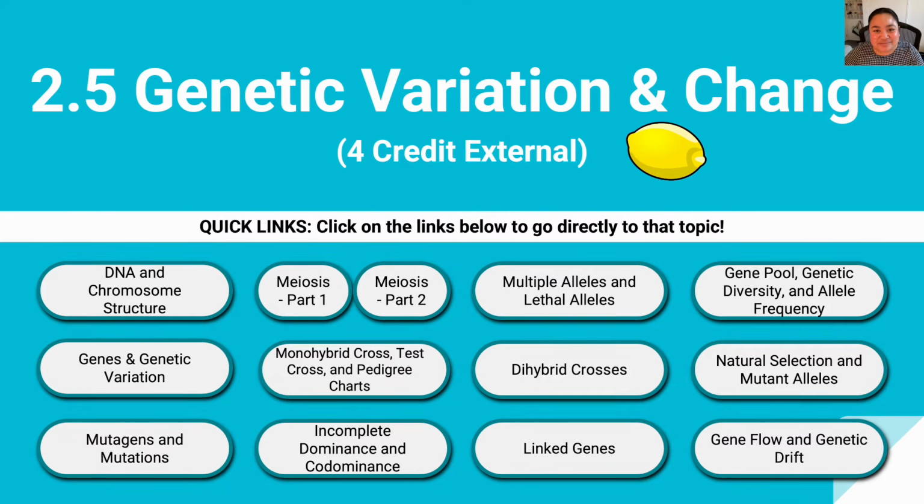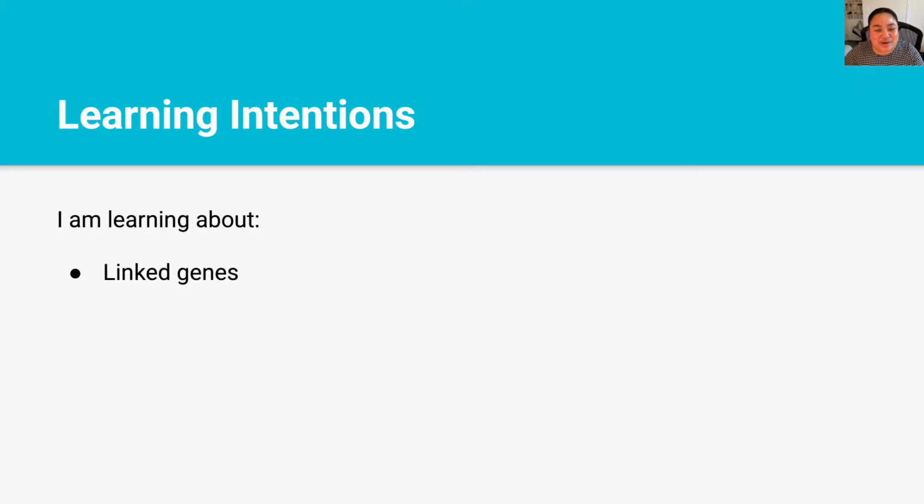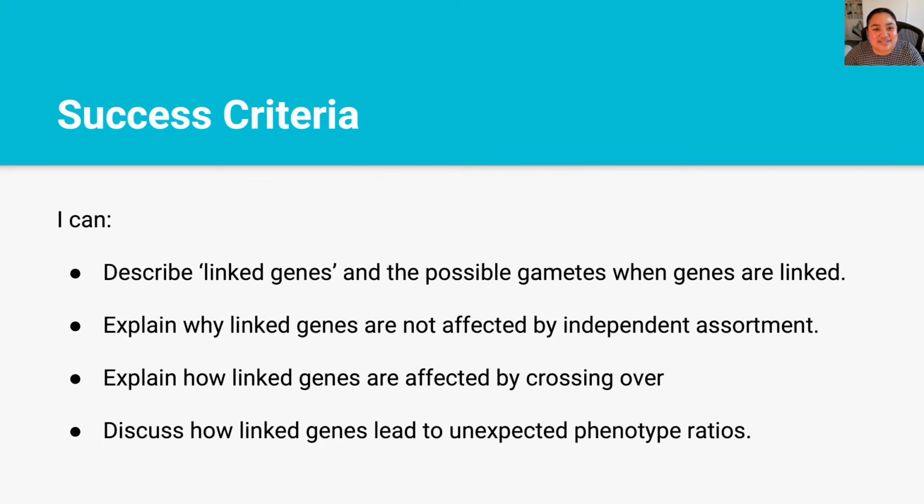This is video 11. In this video, you'll be learning about linked genes. And by the end of this lesson, you should be able to describe linked genes and the possible gametes produced when genes are linked, explain why linked genes are not affected by independent assortment, explain how linked genes are affected by crossing over, and discuss how linked genes lead to unexpected phenotypic ratios.